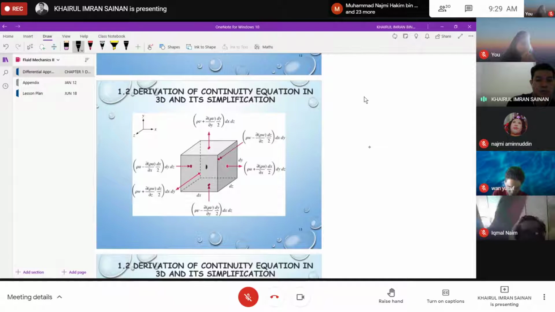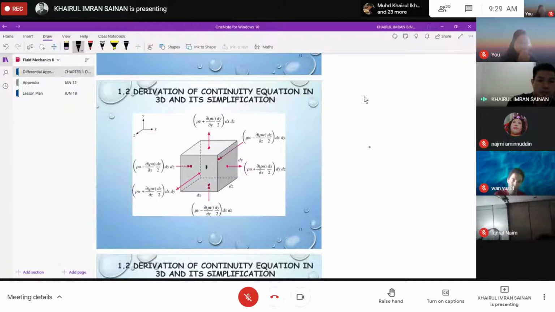So whatever goes into the cube and out from the cube, this is the component. For example, this is the x component. This one is the y component. This one is the z component, right? And how we calculate this is we minus the component out from the system with the component into the system, and it becomes 0.